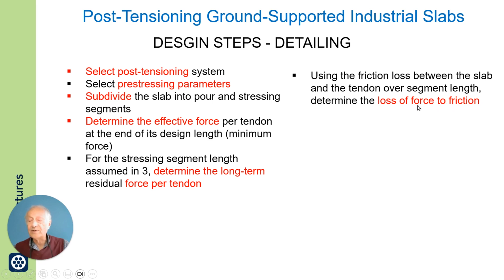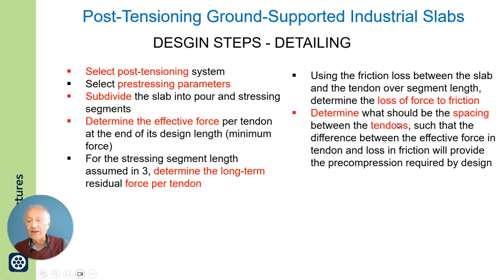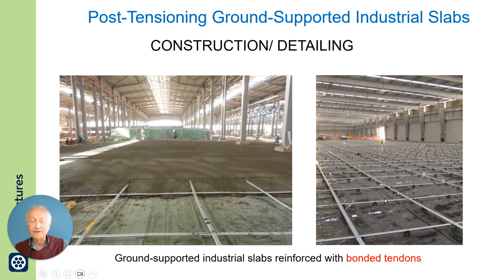This friction is between the slab and the ground, not between the tendon and its sheathing. That is different. Then determine what should be the spacing between tendons such that the difference between effective force in tendon and loss in friction will provide you the precompression you need. Then you detail for construction.